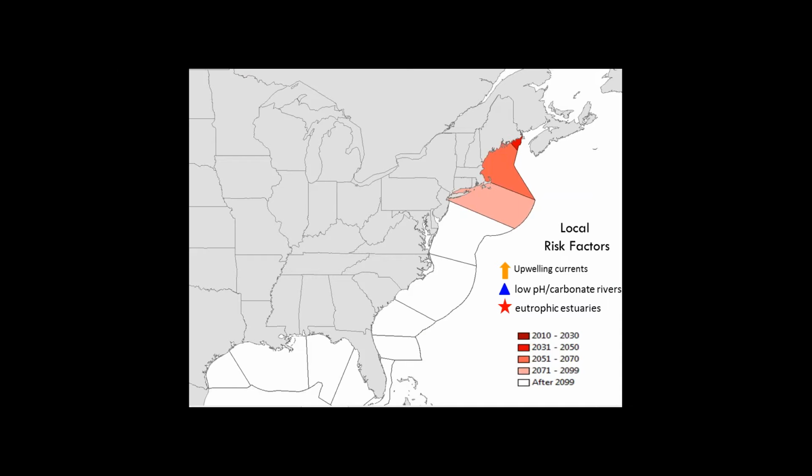And so I'm going to focus on the East Coast and the Gulf of Mexico. And here we plotted these 3 local risk factors. The first one you're going to see is the rivers with a very high volume of water that are low in carbonate saturation state. In addition to that, we plotted the eutrophic estuaries, and this is from a data set that NOAA has. We also plotted upwelling currents, but there is no strong upwelling on the East Coast or in the Gulf of Mexico, so you don't see that local factor in this picture.